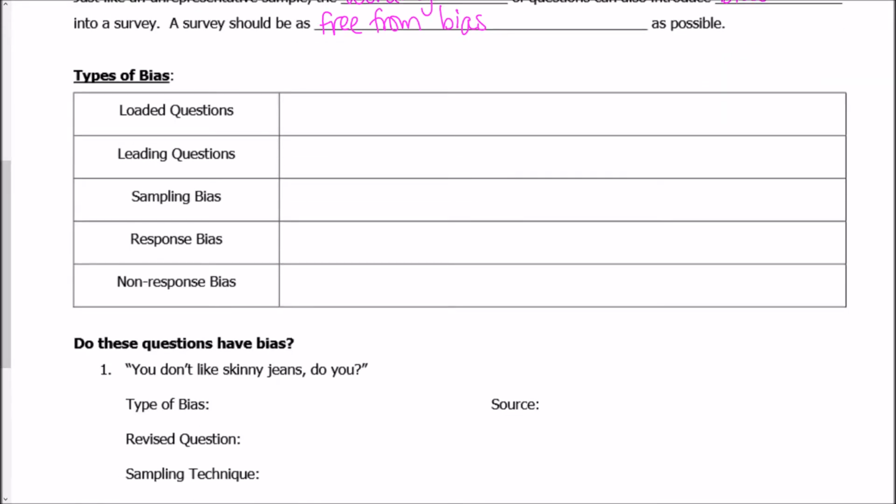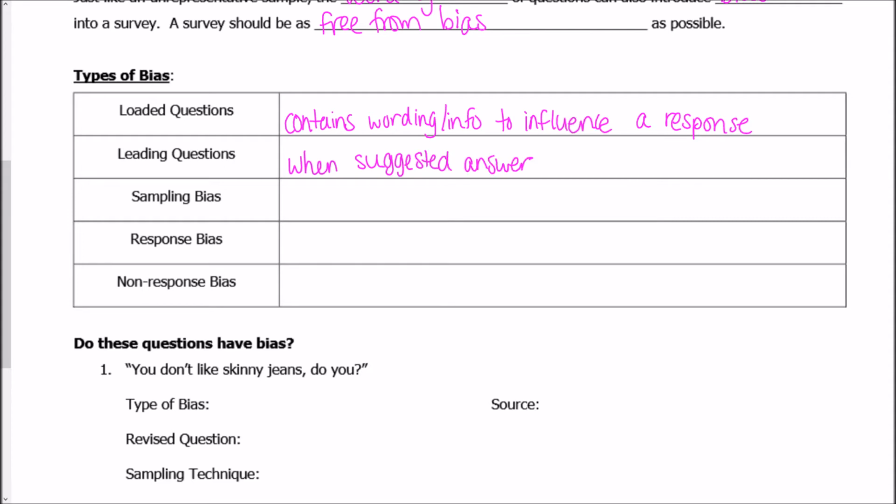The first type of bias is a loaded question, and you might have heard that before, somebody saying, well, that's a loaded question, how am I supposed to respond to that, right? So a loaded question contains wording or info that will influence a response. And we'll do a couple examples of these in a minute. Okay, a leading question is, and you might have heard that as well, somebody might have told you, well, that's a leading question. A leading question is when suggested answers are provided, as opposed to an open question, okay? This, even though it's a bias, can sometimes make tallying easier. And some people might just use it because it makes their lives easier regardless of whether or not it will have a bias on their results, okay?